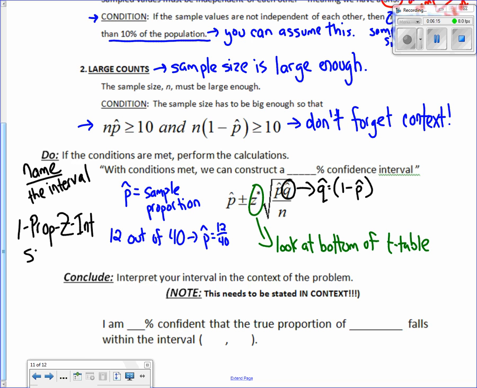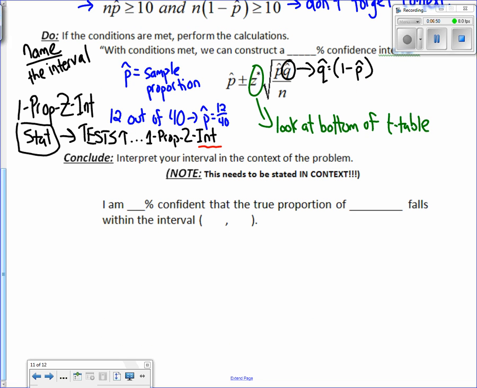We are going to go to stat in our calculator, hit that lovely stat button, arrow over till you see tests, and then scroll up or down. I usually go up until you see 1-PropZInt. Now, there is a 1-PropZTest. We are doing an interval right now, so make sure that you find the int part for interval. Then, the last point that you can get is for your conclusion.